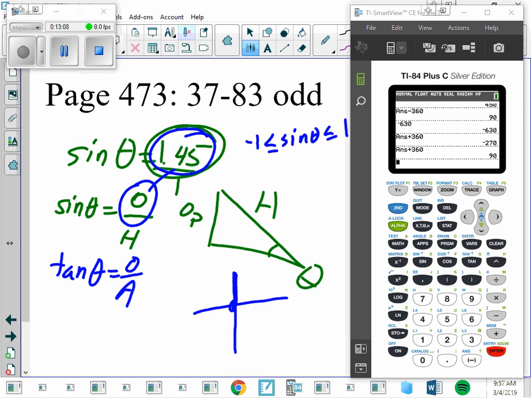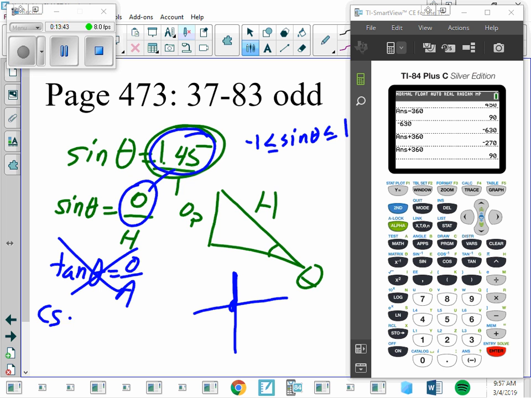Tangent is O divided by A. Can O be bigger than A in a right triangle? Yes. Can they be the same size? Yes. Can A be bigger than O? Yes. Can they be negative? Yeah, in quadrants 2 and 3 and 4 they would be. So tangent has no restrictions. In fact, tangent can even equal negative infinity and infinity. Okay? So we have no restrictions on tangent.